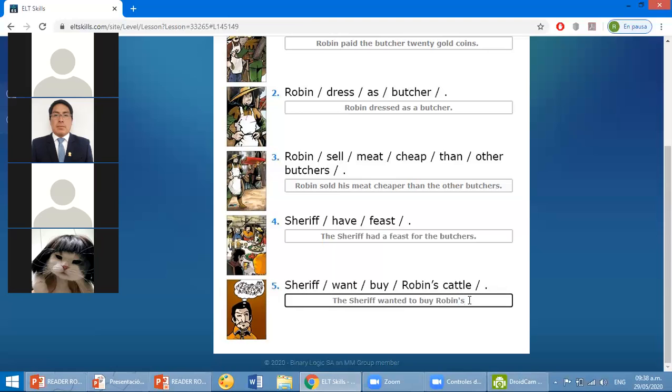If you don't put it in the computer, okay, the platform says incorrect. Cattle, okay? So at the end, the sheriff wanted to buy Robin's cattle. And Robin invited the sheriff to visit the forest to see the cattle, okay? And the chapter finishes that part, okay?